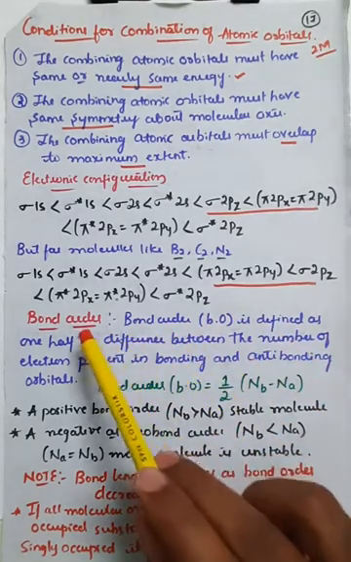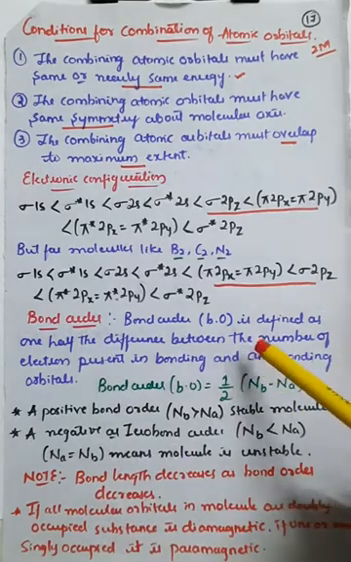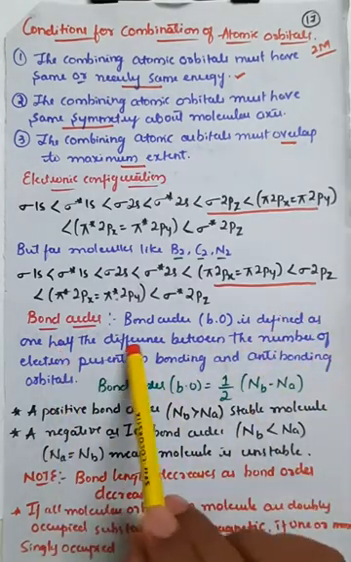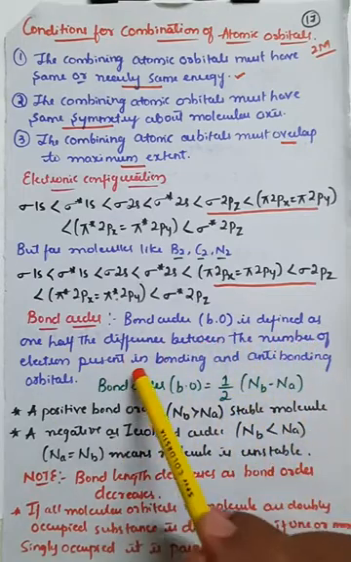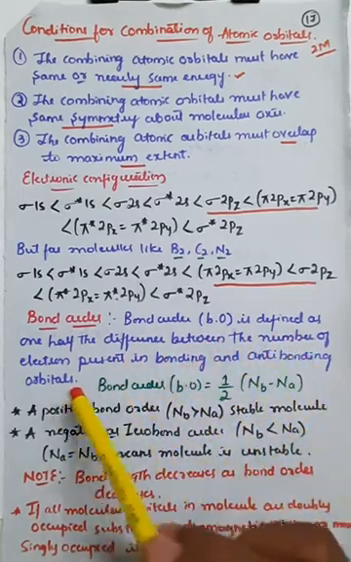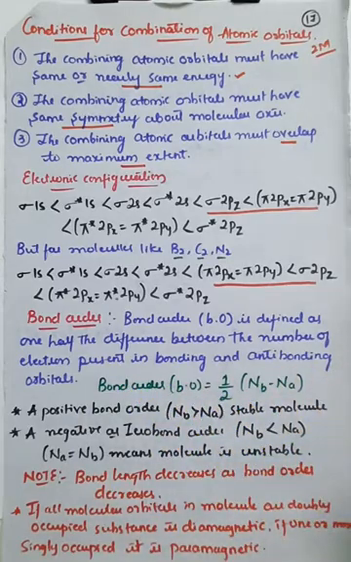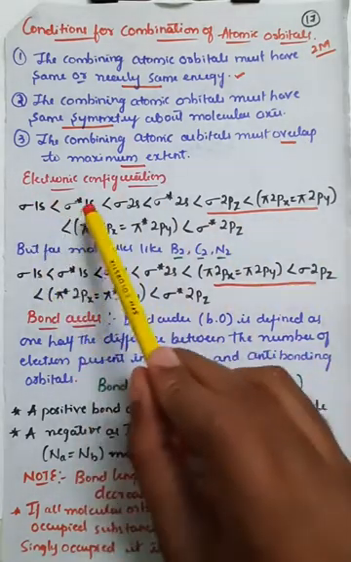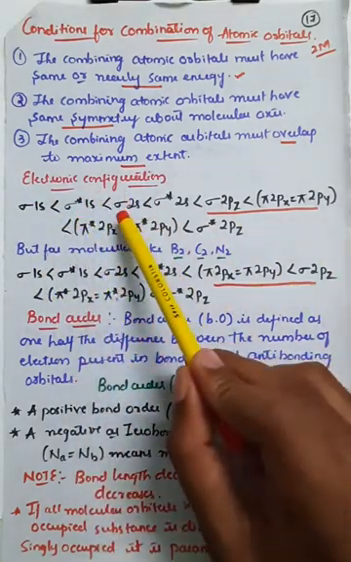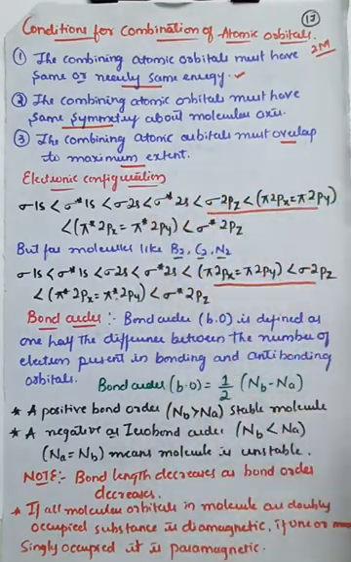So here, bond order is defined as one half of the difference between the number of electrons present in the bonding and anti-bonding orbitals. Already we know the bonding as well as anti-bonding molecular orbitals. Generally bonding is represented as sigma and anti-bonding is represented as sigma star. Similarly here also sigma 2s and sigma star 2s, which means after the formation of molecular orbitals, there will be two types of molecular orbitals. One is called bonding molecular orbitals and the second is called anti-bonding molecular orbitals. And we have also seen the definitions regarding those.